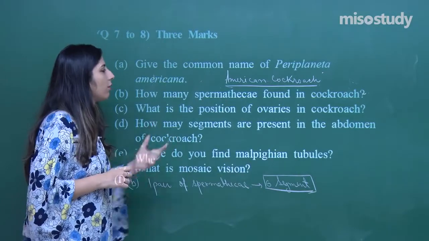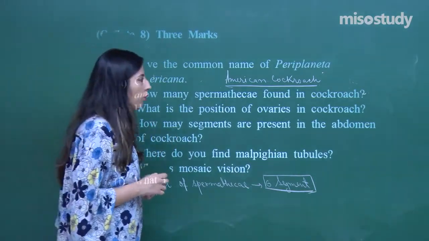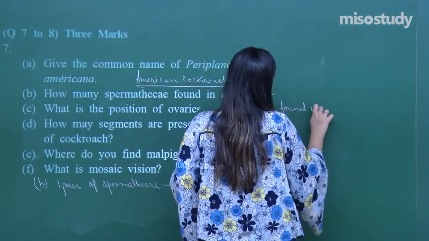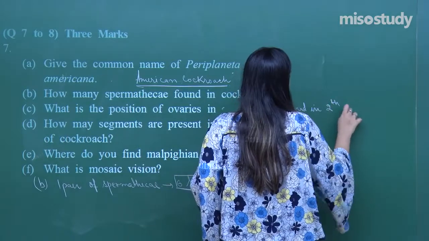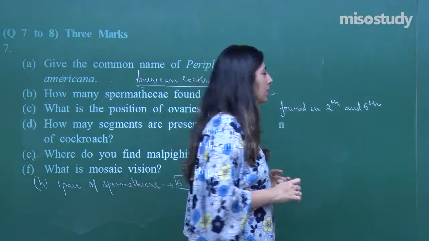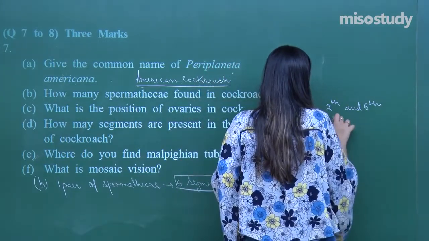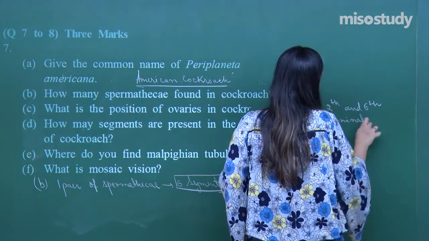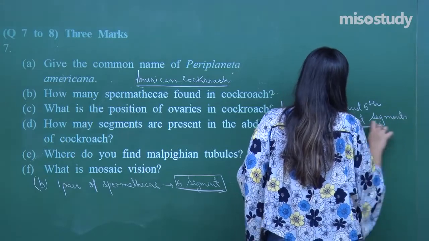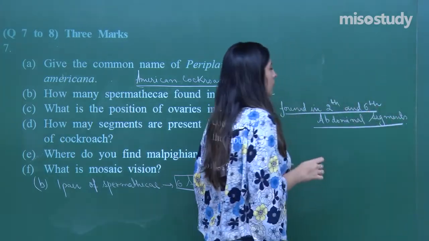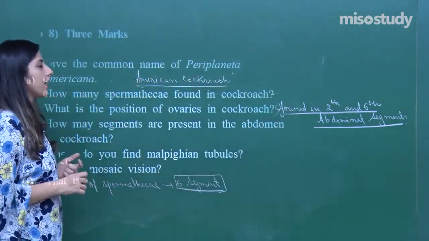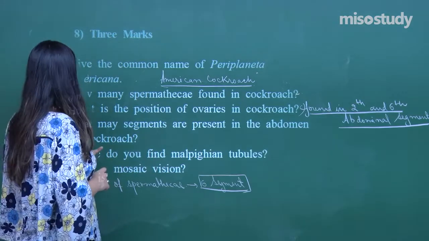What is the position of ovaries in cockroach? Ovaries are found in the 2nd and 6th abdominal segments. Abdominal segments you can write. This is the correct answer for the C part: found in the 2nd and 6th abdominal segments. Let's move on to the next.